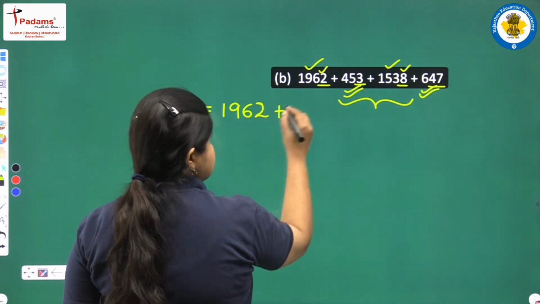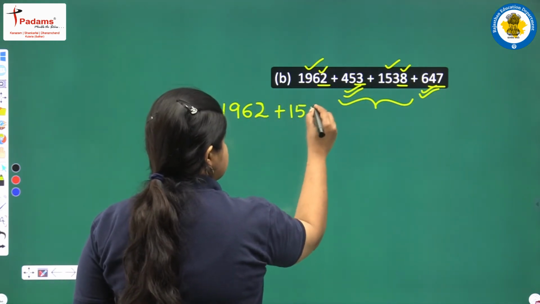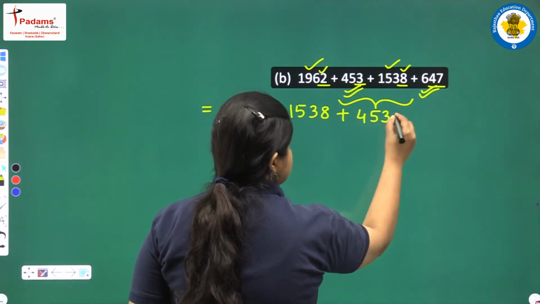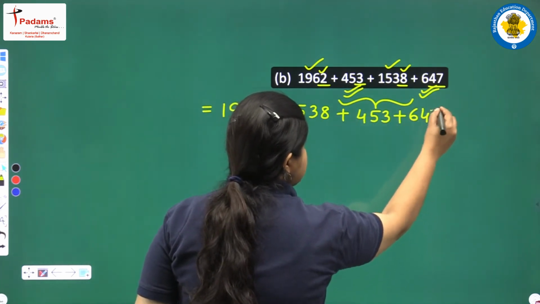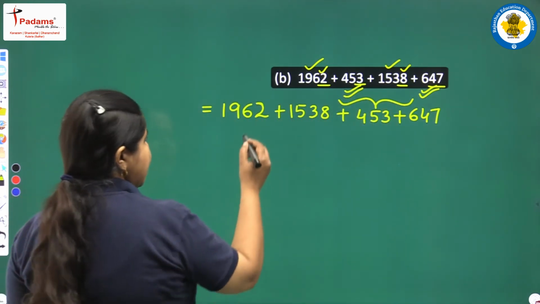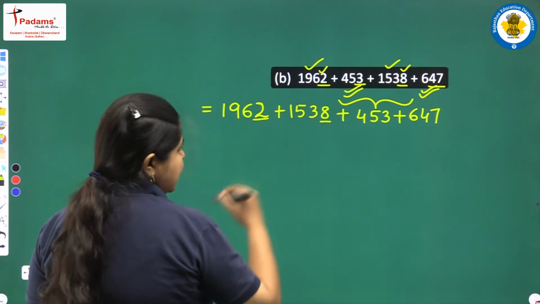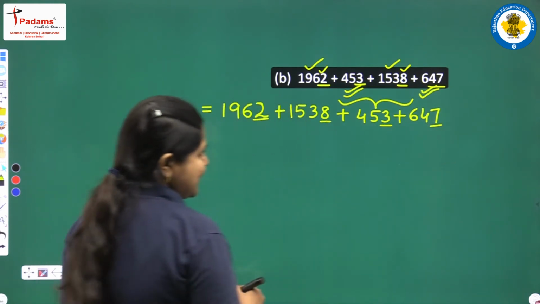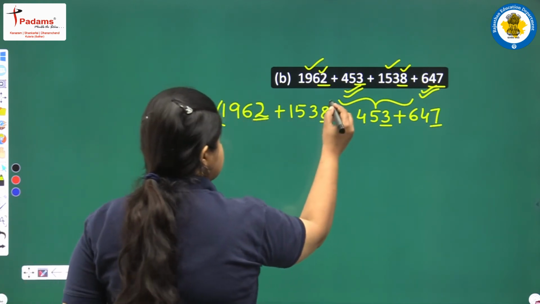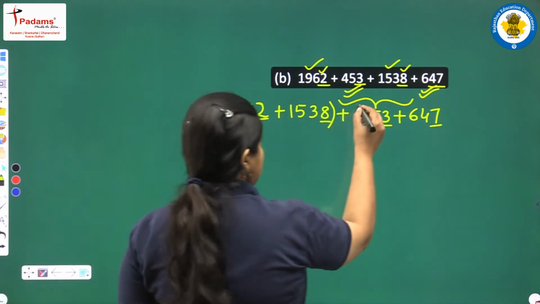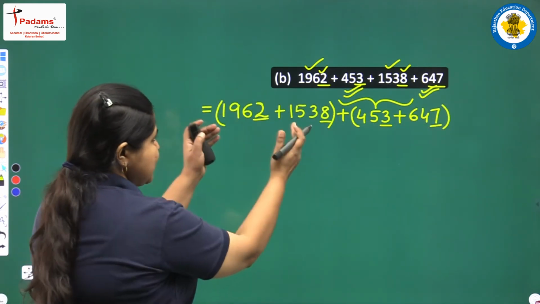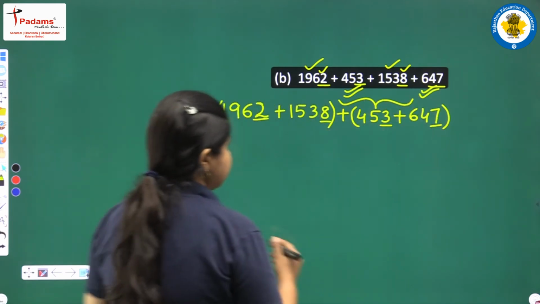1962 plus 1538 plus 453 plus 647. We have interchanged these two numbers. Now we are getting this 2 and 8 together and this 3 and 7 together. Now we will pair up these two numbers first. So we mark a bracket around both of them and also around these two numbers, because we will be pairing up these two together and these two together.